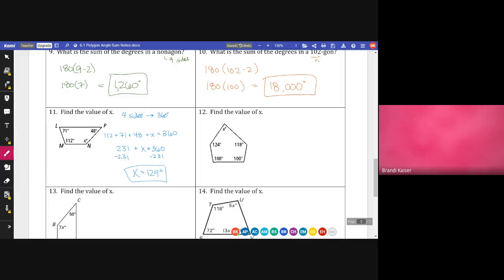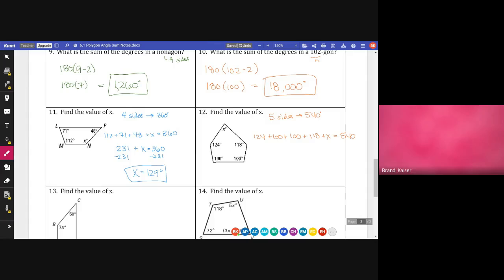All right, so number 12. Very similar process here. The only difference is the number of sides of this shape. This is a pentagon. It has 5 sides. And according to our chart, all the 5-sided shapes, pentagons, have 540 degrees. So we need to add these angles up and set it equal to 540. We can do 124 plus 100 plus 100 plus 118 plus x, set that equal to 540.